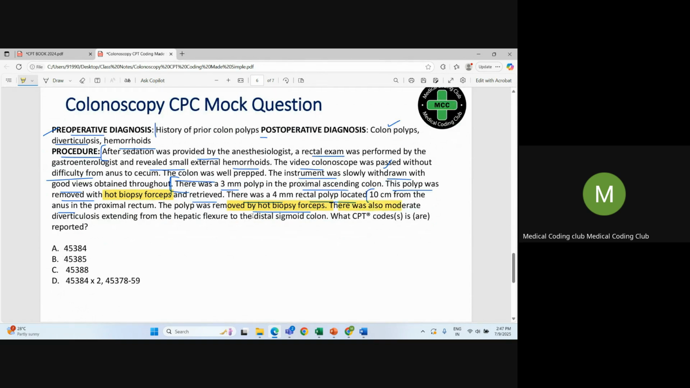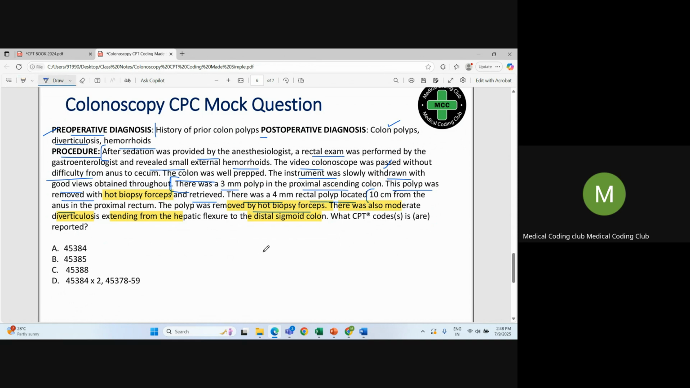Next, there was also a moderate diverticulosis extending from the hepatic flexure to the distal sigmoid colon. So they observed hemorrhoids and diverticulosis, but they did not take any action towards them. They took action only regarding colon polyps. That is the overall question here.